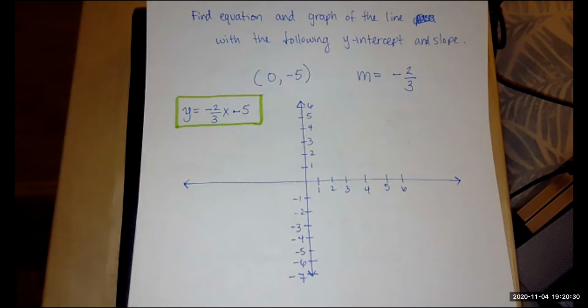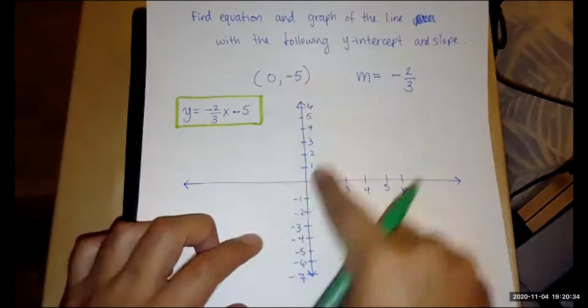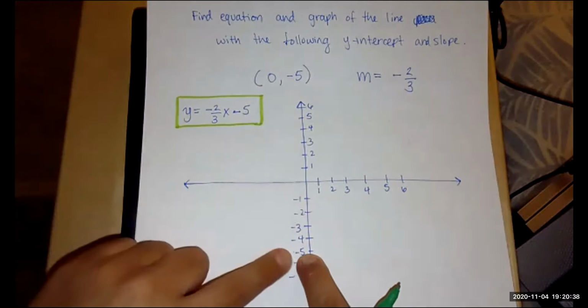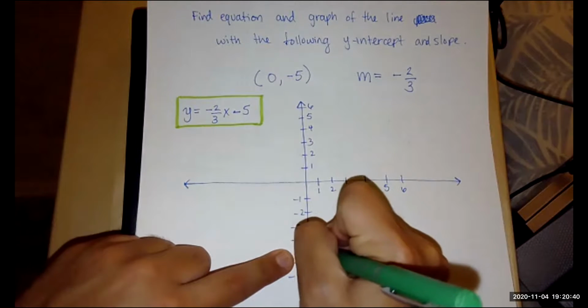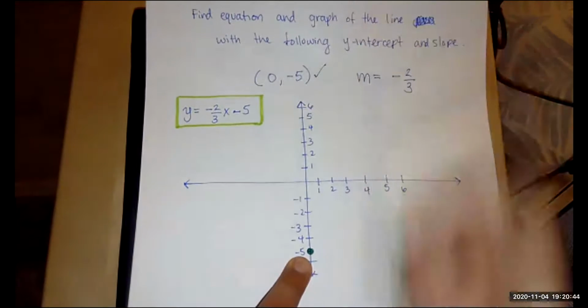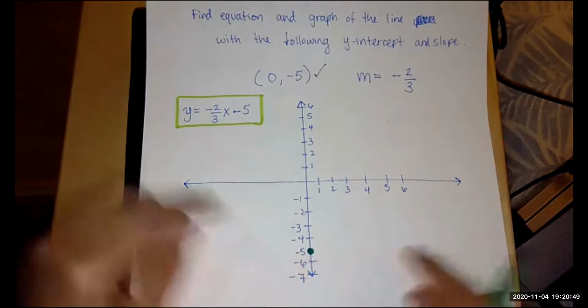Cool. So then we can plot this first point that they gave us at 0, -5. So we're going to start at 0, and then we're going to go down 5. So here is 0, -5. Okay, so we have plotted that point, but now we want to use the slope to get the next point.